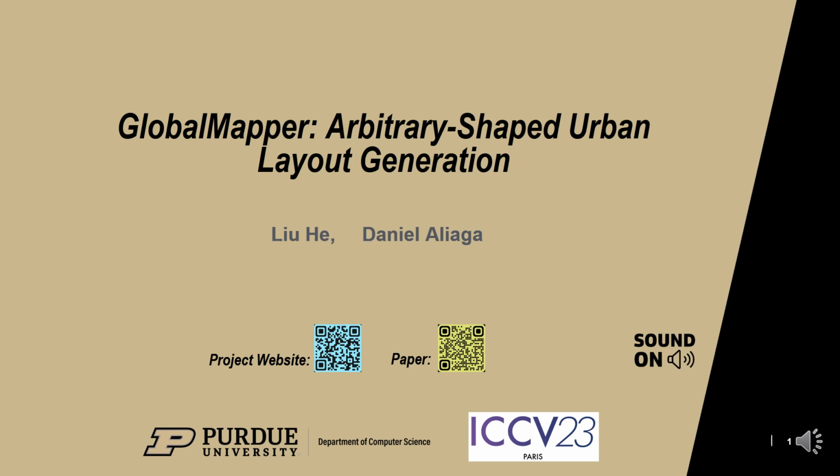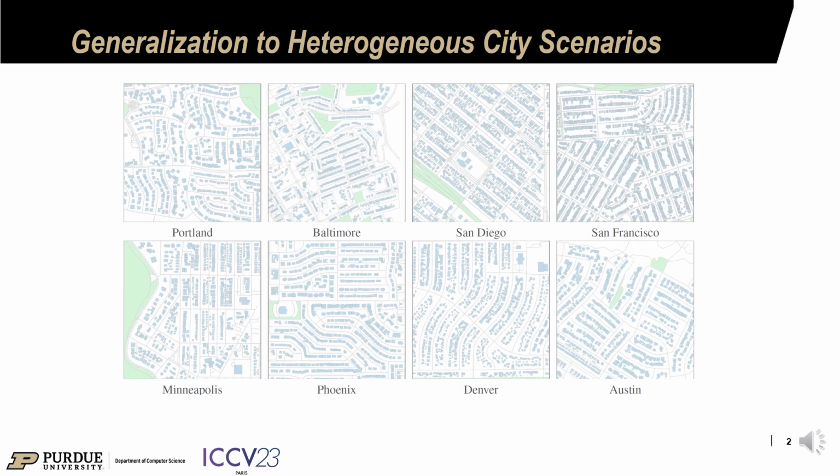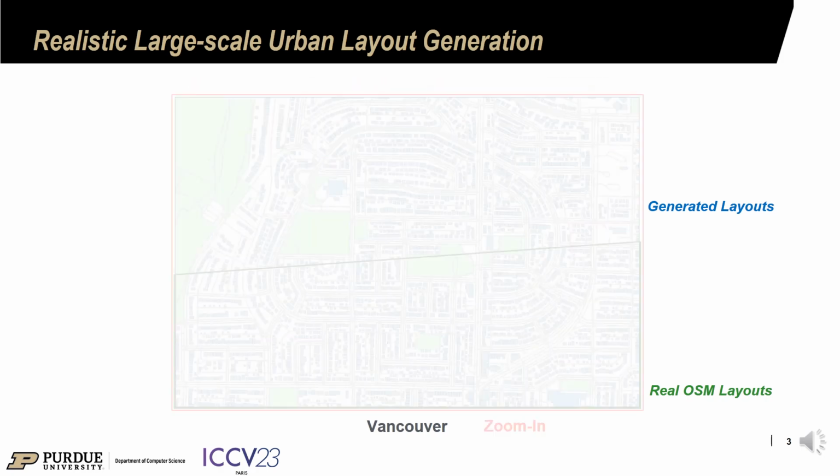We present GlobalMapper for arbitrary-shaped urban layout generation. GlobalMapper fits arbitrary road networks and complex layout designs. It successfully generates heterogeneous and realistic scenarios across 28 cities in North America. GlobalMapper supports continuous city generation with high fidelity and diversity compared to real layouts.